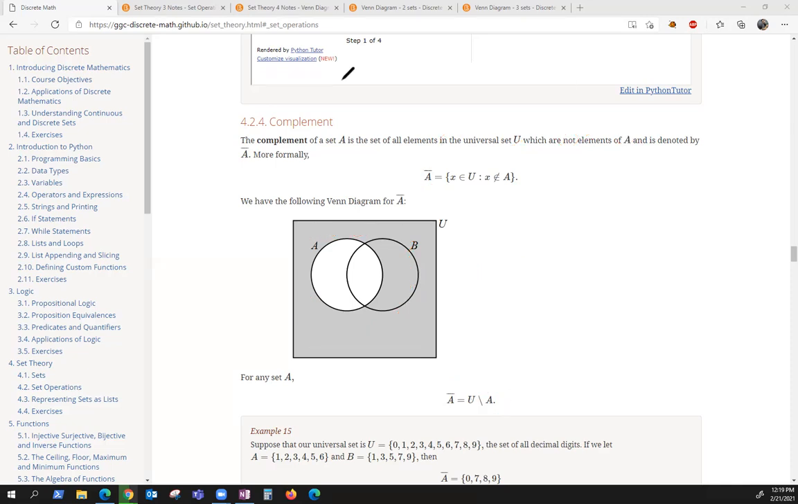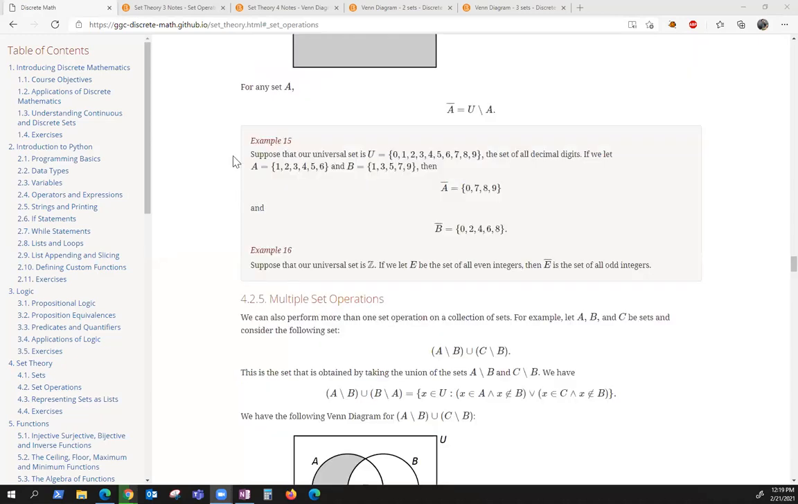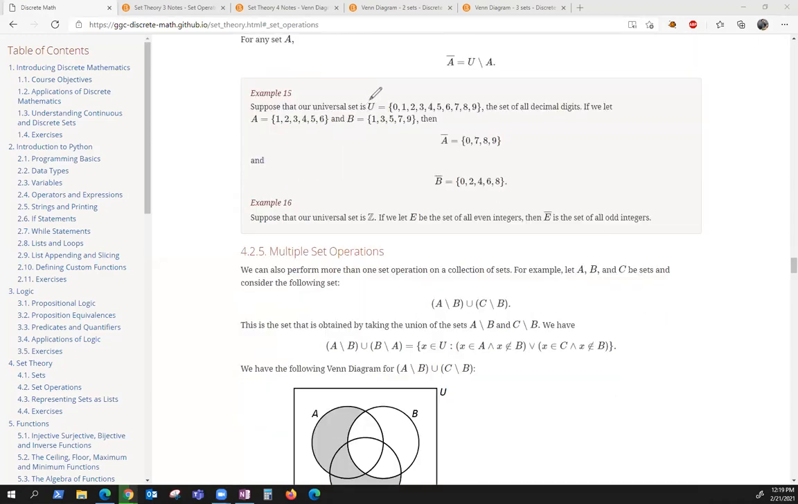An example. Suppose that we're going to define the universe this way. It's basically the decimal digits from 0 to 9. And here's how we define A. Here's how we define B. Then for A complement, I take my universe and I write down only the things that are not in A. So 1 is in A, so I take that out. 2 is in A, I take that out. 3 is in A, I take that out. 4, 5, and 6 are in A, so I take all of them out.